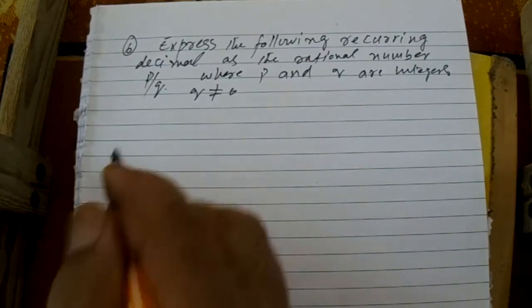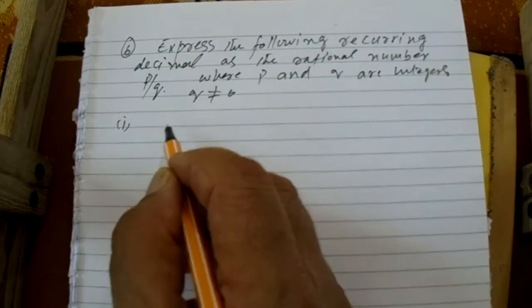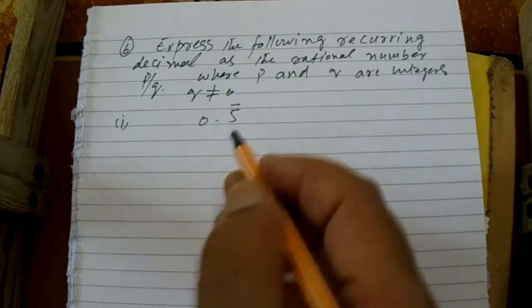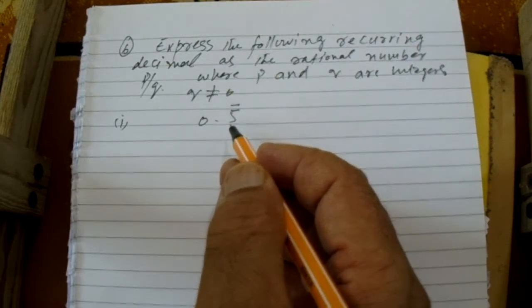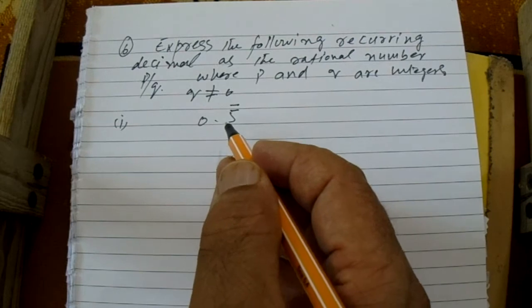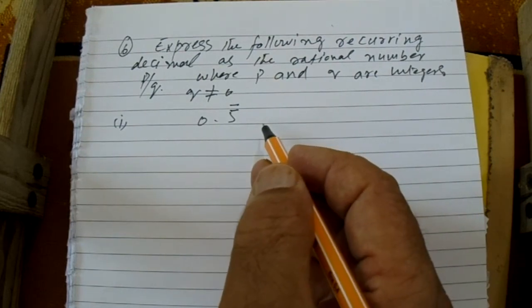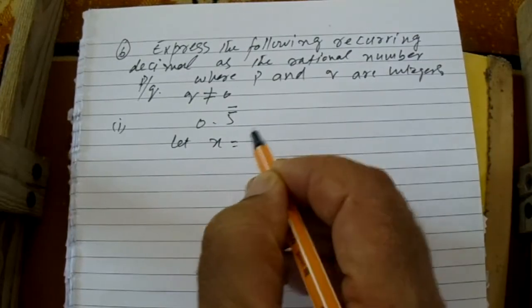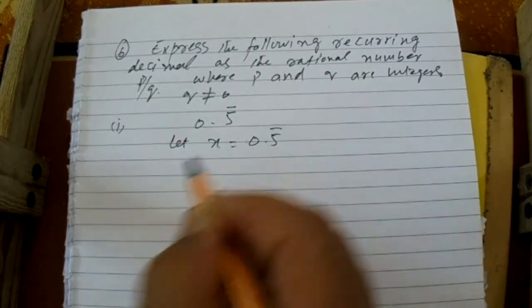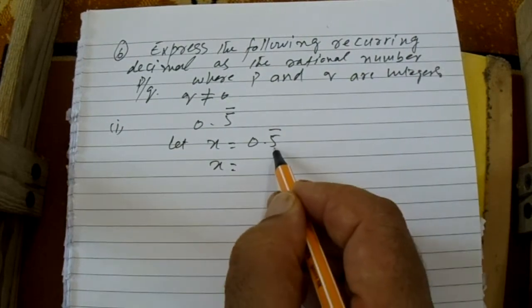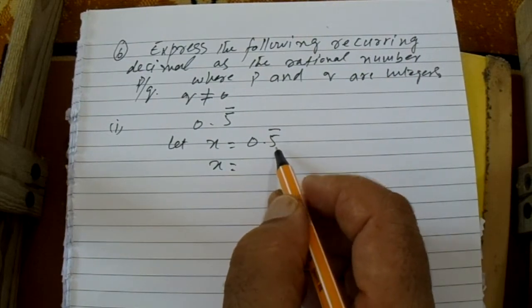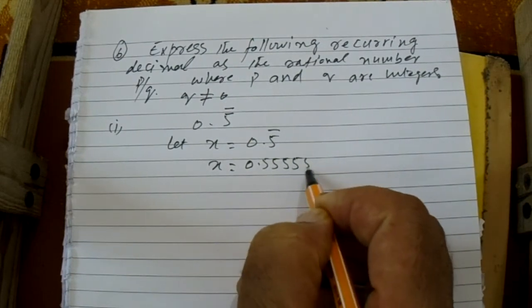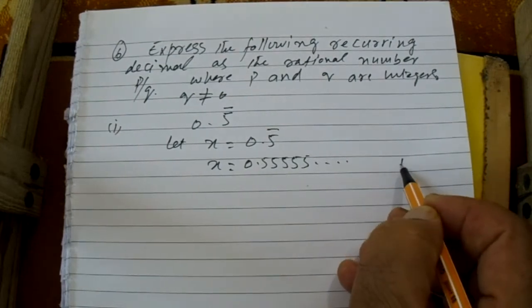Now the first part of this question is 0.5 bar. This 5 bar means this 5 is repeating again and again. We write this, let x is equal to 0.5 bar. We write again x is equal to 0.5, 5, 5, 5 and so on.